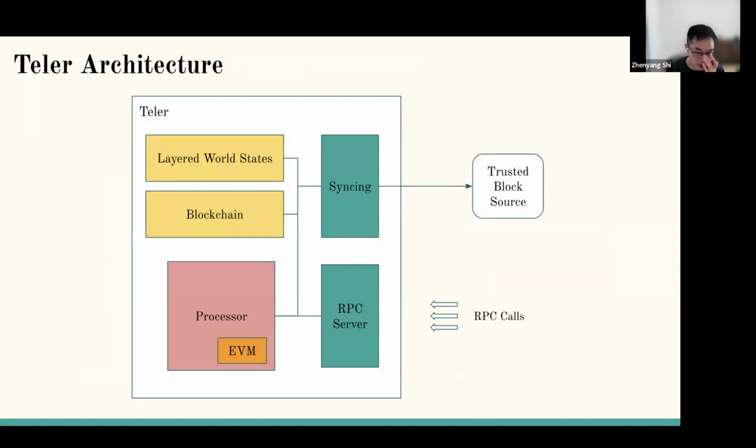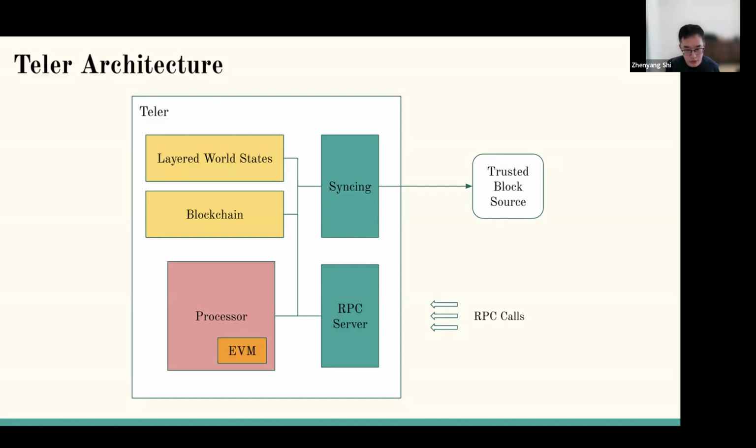Okay, so far we've talked about what Teler does and how it optimizes storage. Now let's dive deeper into how it works under the hood. Teler's architecture is designed to be efficient and straightforward. First, we've got the layered world state module. This module is responsible for storing recent world states, ensuring efficient access to account states like balances, nonce, and contract storage.